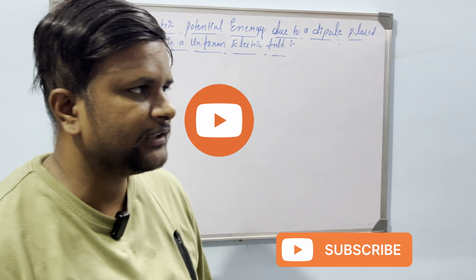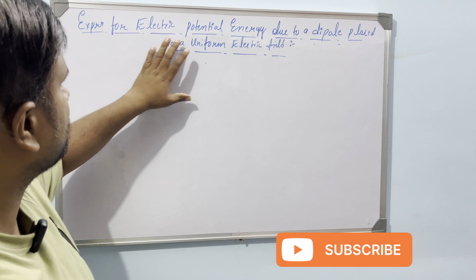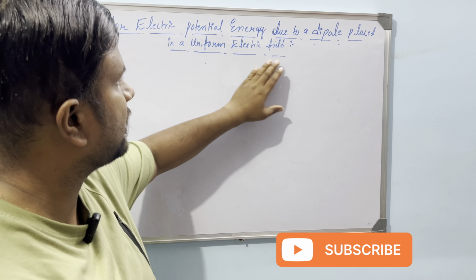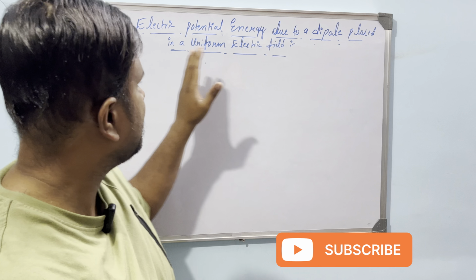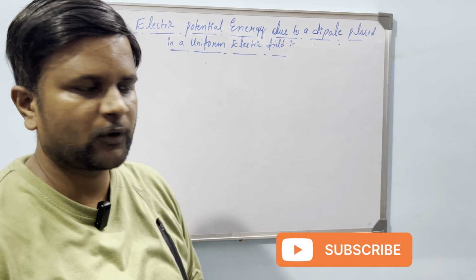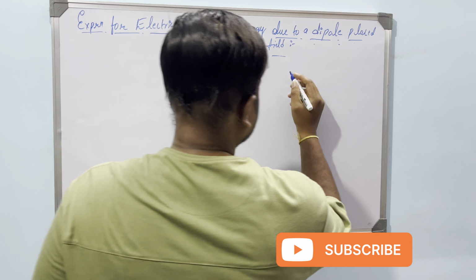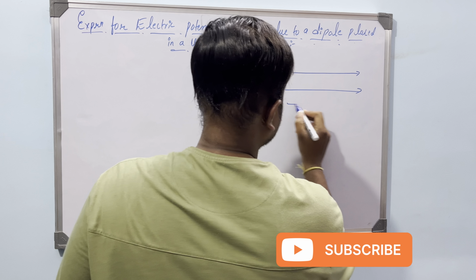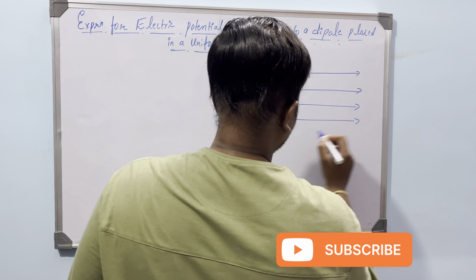So hello everyone. In this class I am going to derive an expression for the electric potential energy due to a dipole placed in a uniform electric field. Here the dipole is placed in a uniform electric field. I will consider a uniform electric field.